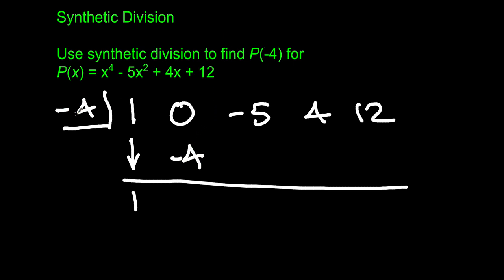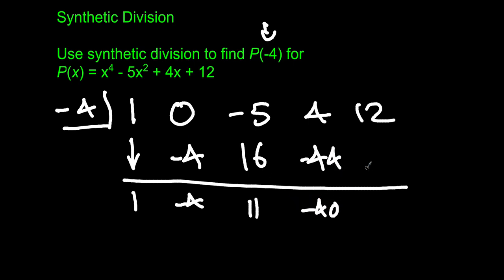Notice I didn't change the sign on this because this is not a linear factor. This is just a value for x. So you just plug it in like this. You don't change the value. Okay, so you bring down the 1, multiply by negative 4, and then add. Multiply by negative 4, and then add. Multiply by negative 4, and then add. Multiply by negative 4, and then add.